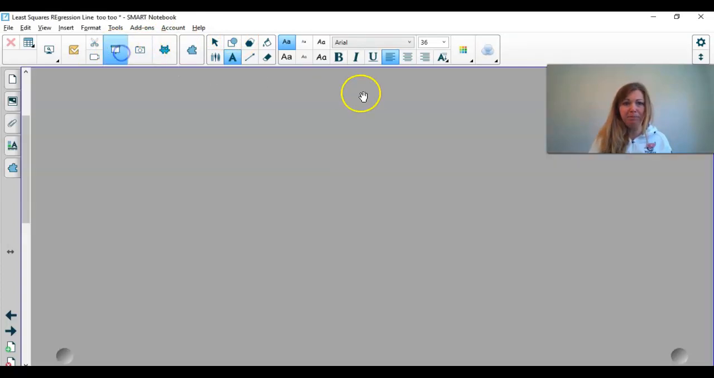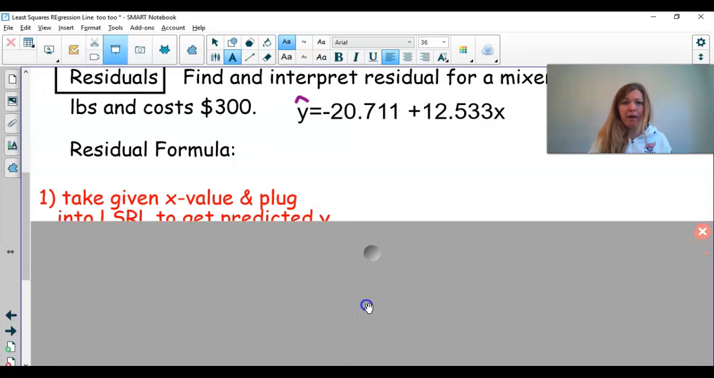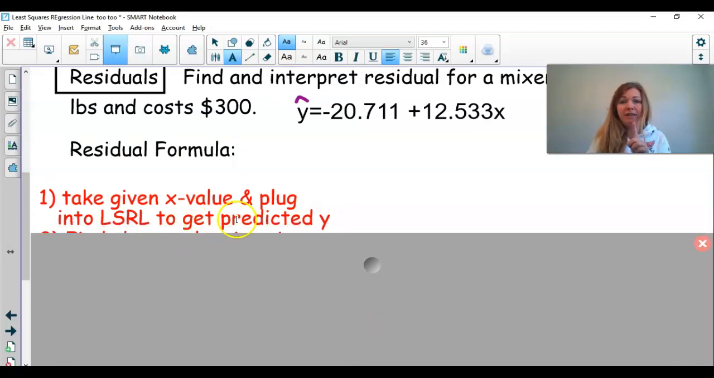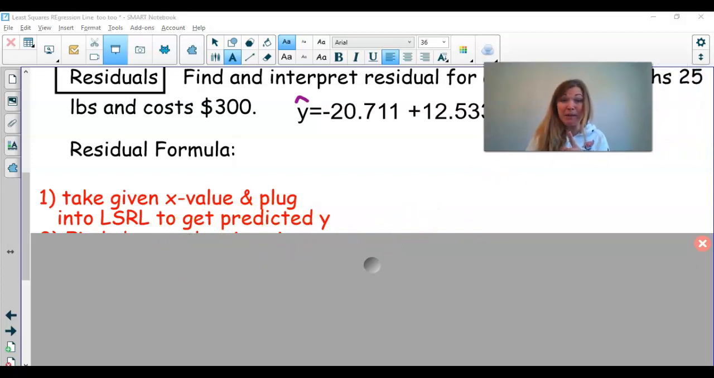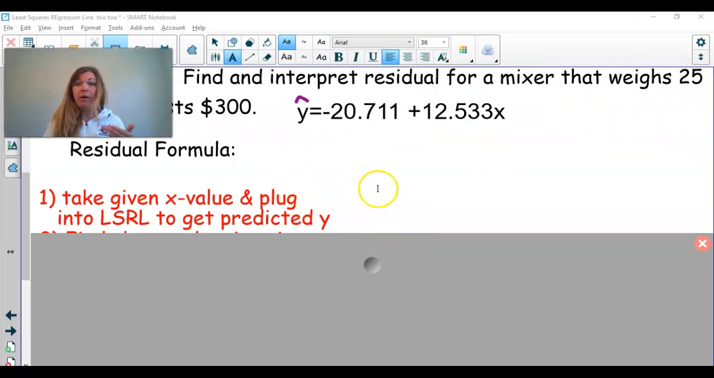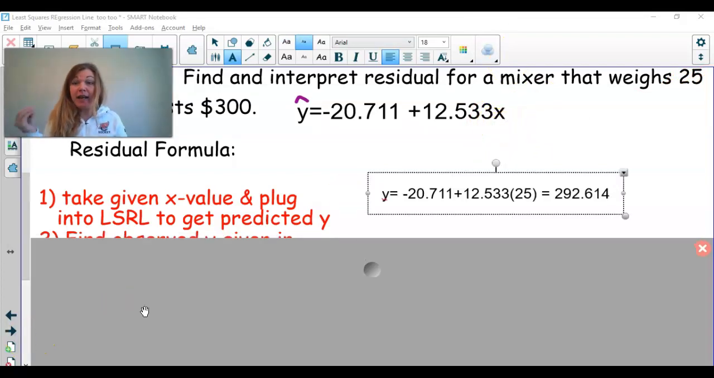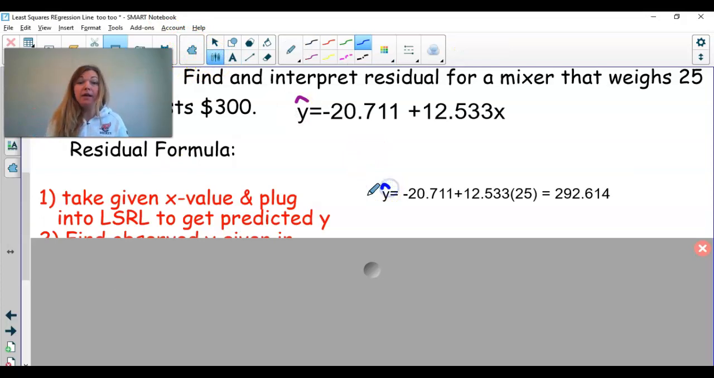So step one, to find a residual, take the given x value and plug into the least squares regression line to get the predicted y. Okay, what is our x value? We've already established that the weight was the explanatory variable that is influencing the cost. So we take this 25 right now and we plug that into x. So let's all stop and do that now. Okay, when I did that, I got 292.614, and this should be a y hat, excuse me. Step one, take the given x value, plug it into the equation. What this gives us is the predicted y.